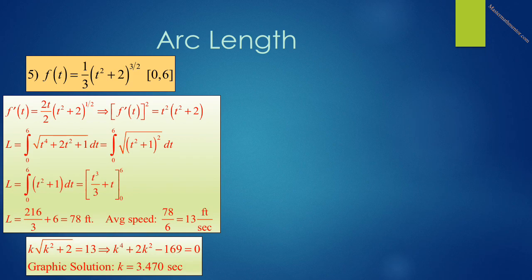Part B asks the time k, where the speed of the bug is equal to the average speed of the bug over 6 seconds. Since we were given its position function in terms of time, the velocity function is simply its derivative, which we've already calculated to be t square root of t squared plus 2. So we let k square root of k squared plus 2 equal to 13. Squaring both sides, we get k to the fourth plus 2k squared minus 169 equals 0. And using a graphic solution, we get k is equal to 3.470 seconds.